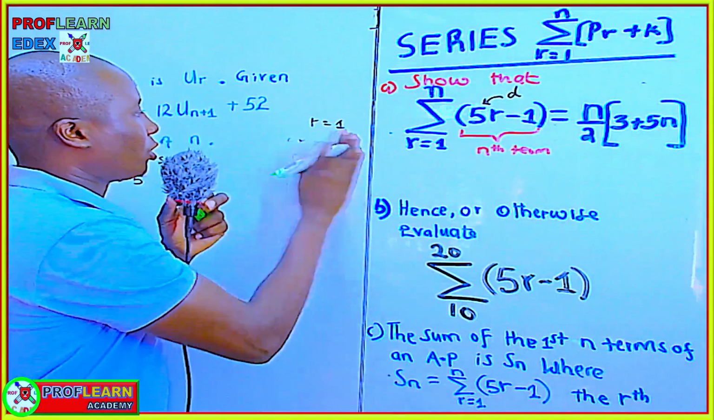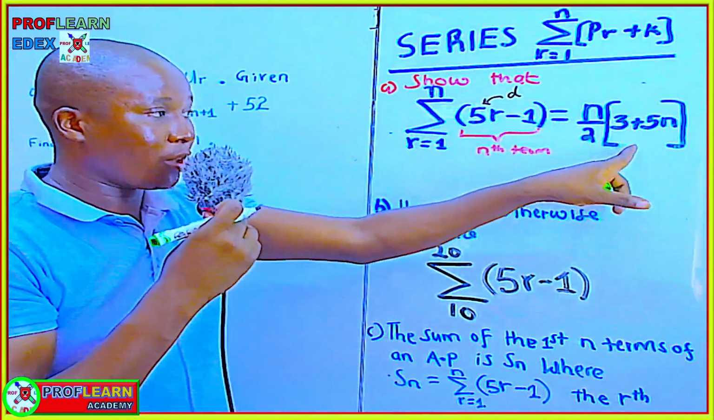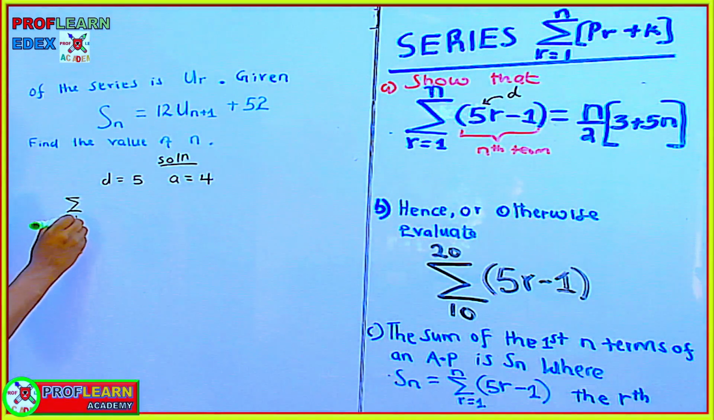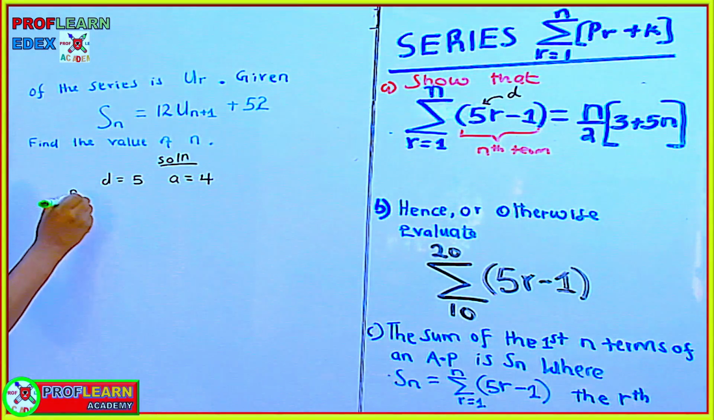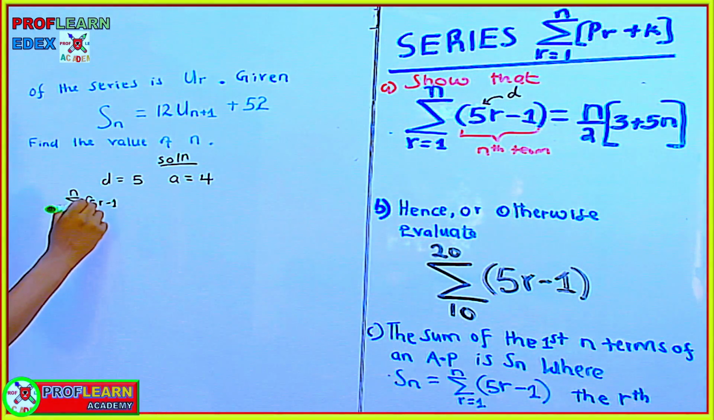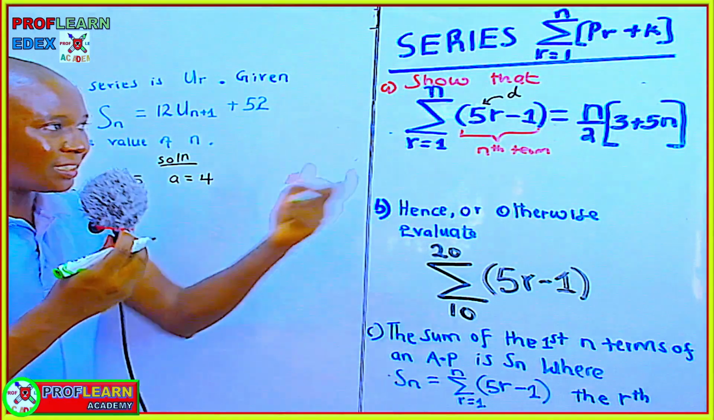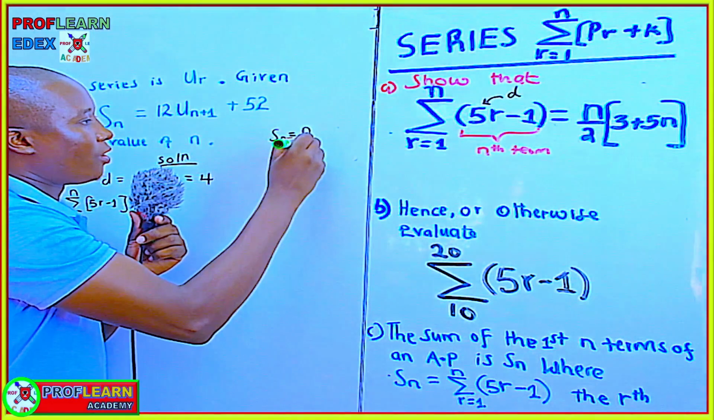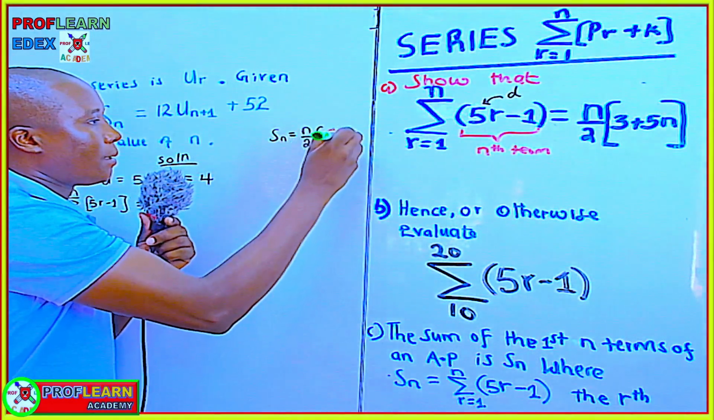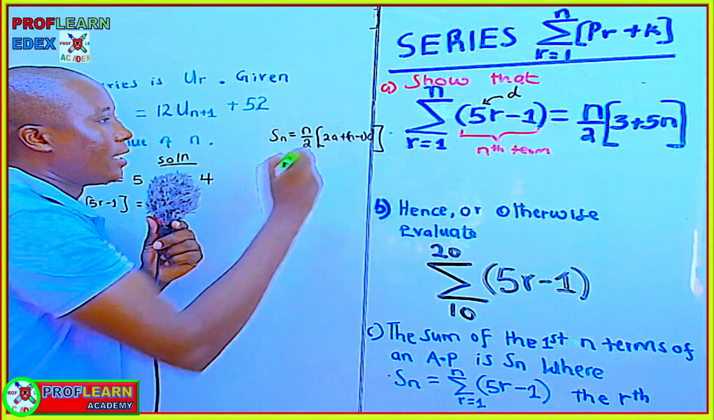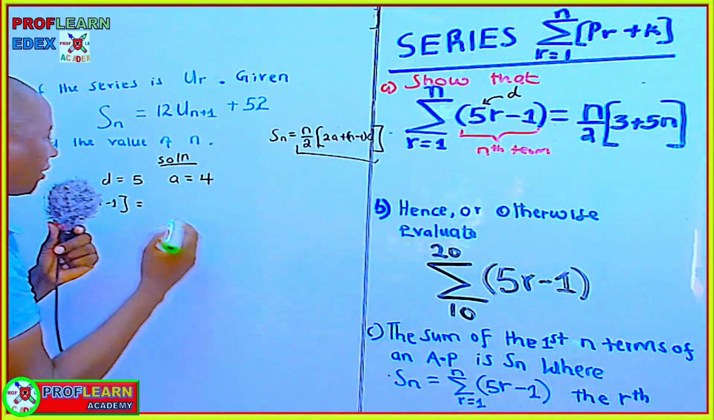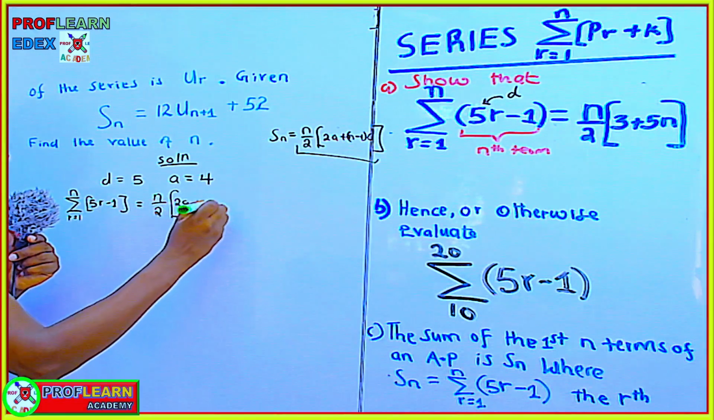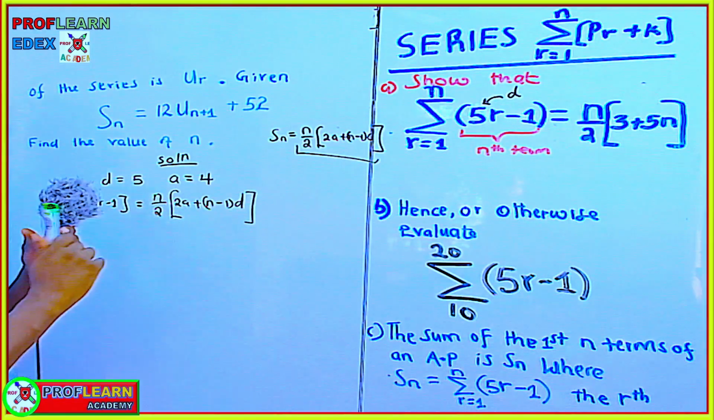Then if we want to show that this one is equivalent to this, we say this is a summation from r equals 1 all the way to n of 5r minus 1, which must be equal to... This is an arithmetic series, so we know the sum of n terms for an AP is n over 2 into 2a plus n minus 1 into d, and then we can write this part here, n over 2 into bracket 2a plus n minus 1 into d.